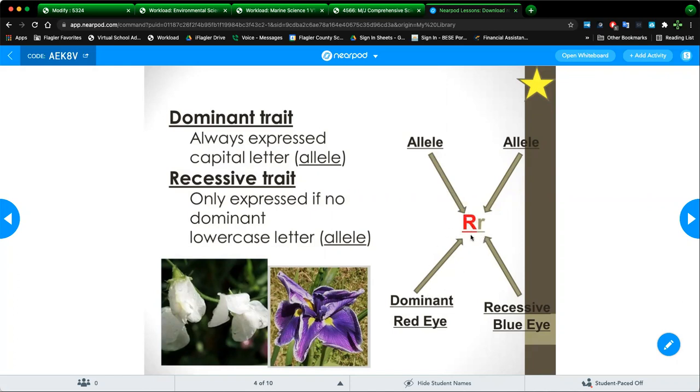Capital alleles represent a dominant trait, and lowercase would be a recessive one. Depending on how they're paired up, that determines which trait is actually expressed. As long as you have one capital letter, one dominant allele, the dominant trait is going to be expressed. The only way to have a recessive trait is if there are two recessive alleles. So if there were two little r's here, then the recessive trait would be expressed.